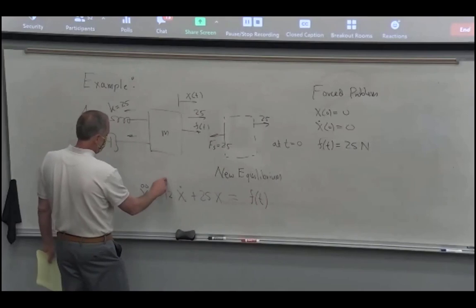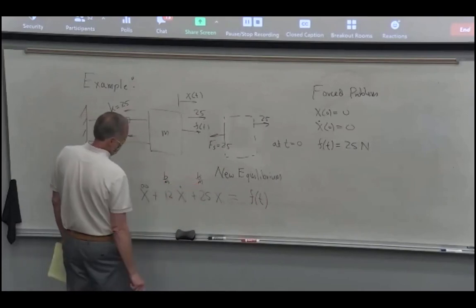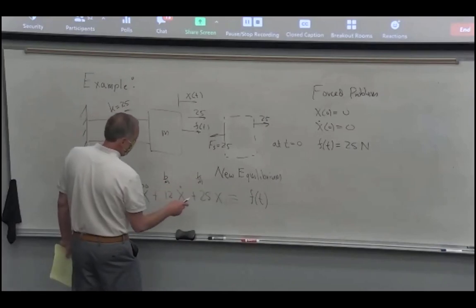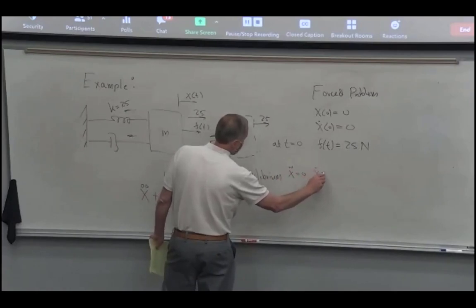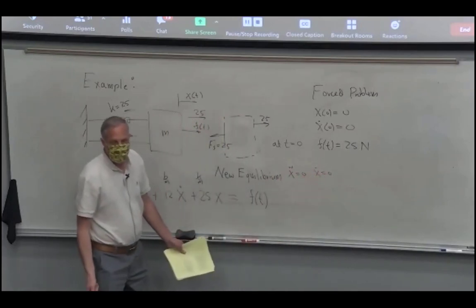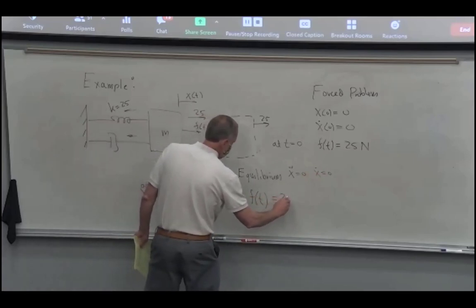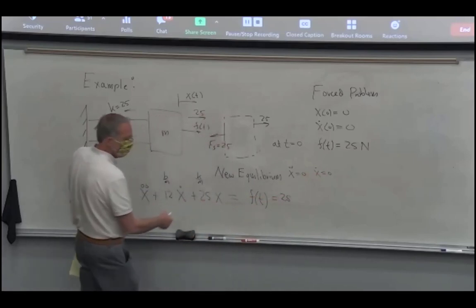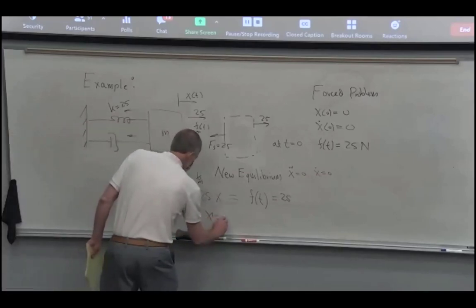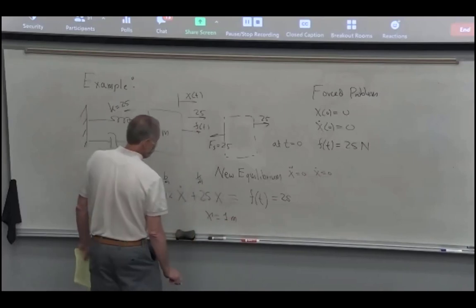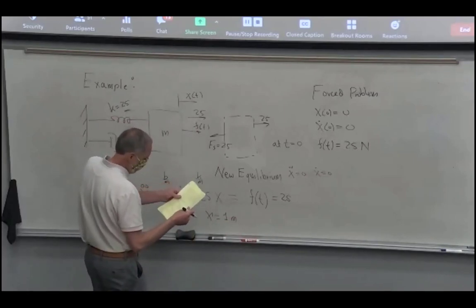Dot 12 is the damping. This is K over M. And so at the new equilibrium, X double dot is going to be zero and X dot is going to be zero because we're going to say it's going to stop there. And so you can see that if the force is 20, then X is going to be 1 meter. So that's our new equilibrium. Well, let's find out what the dynamics are.